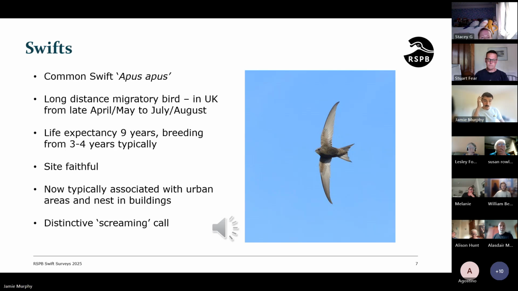Swifts are now typically associated with urban areas and nest in buildings, and I'll be going into more detail on that. And crucially, they've got a very distinctive screeching or screaming call, which I'm going to just play for you.